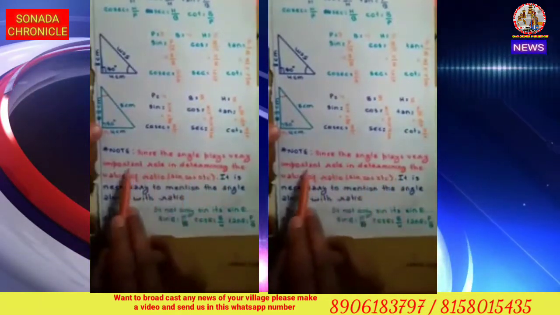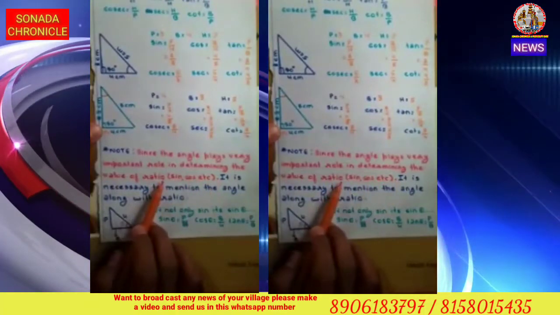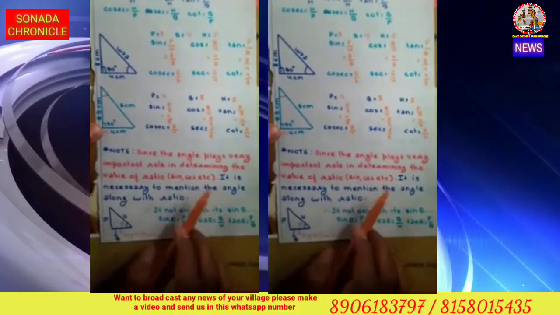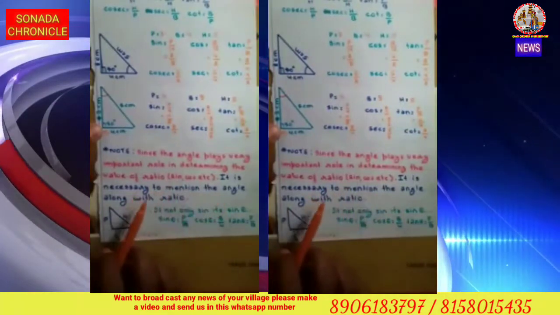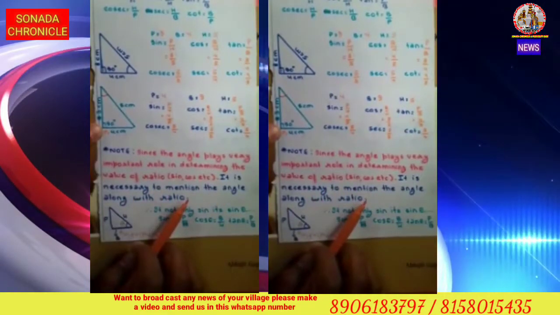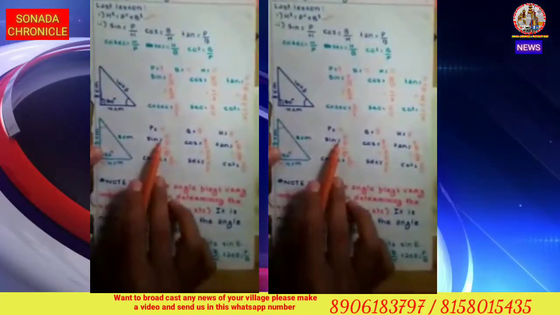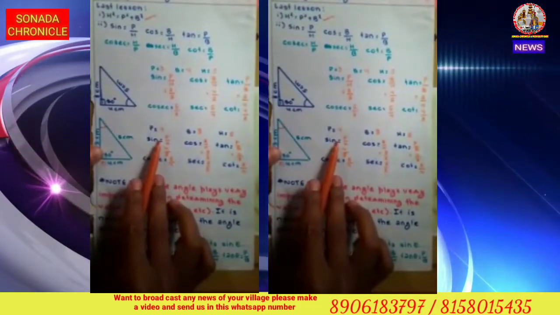Since the angle plays a very important role in determining the value of the ratio, that is sine, cos, etc., it is necessary to mention the angle along with the ratio. So you can't write only sine here, you have to write the angle which you are talking about.